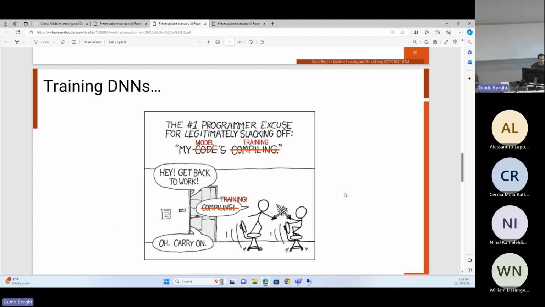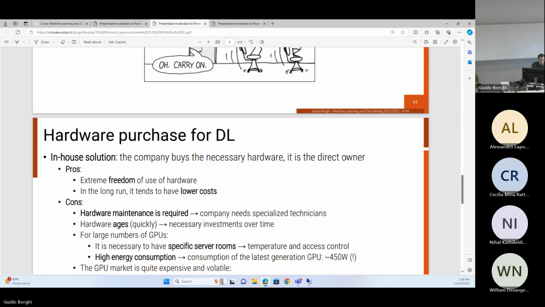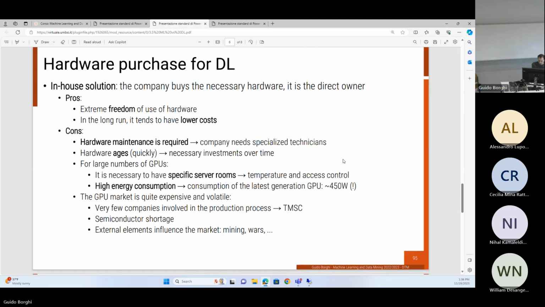Remember that the training procedure may be quite long. So when you use a deep learning solution, a convolutional neural network, maybe you have to wait a lot for the training procedure to finish. And to buy the required hardware, we have two main solutions. The first solution is the in-house solution. This solution consists in the fact that the company buys the necessary hardware, so it is the direct owner of the hardware. And with this solution, we have some pros and some cons.